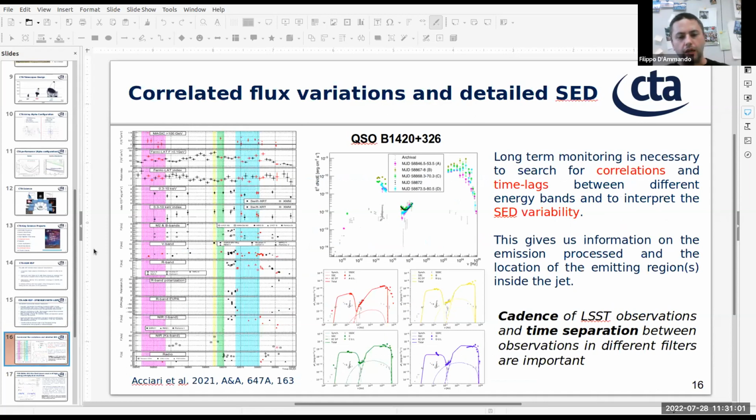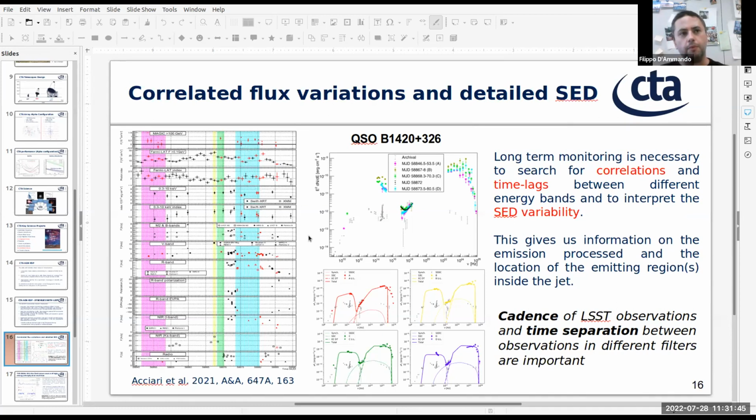Let's see something more related to physics that we have already done. This is an example of a flat spectrum radio quasar observed at very high energy by MAGIC, with the collection of light curves at different frequencies and SEDs at different epochs. So what we can do, combining the observations of CTA with LSST, can be searching for correlations and time lags and building up SED variability. So this will be important to have information on the emission processes at work in the jet and the location of the emitting region inside the jet.